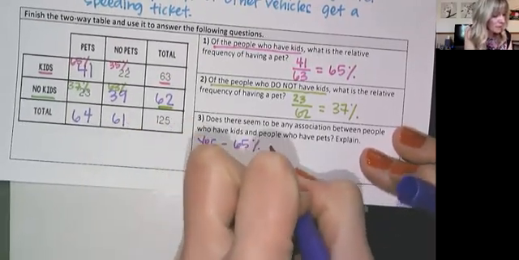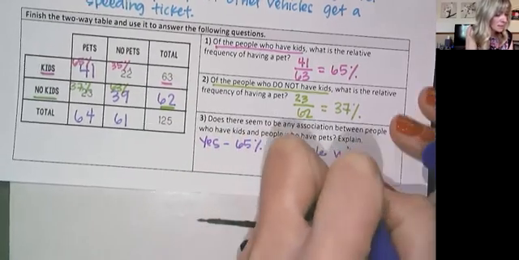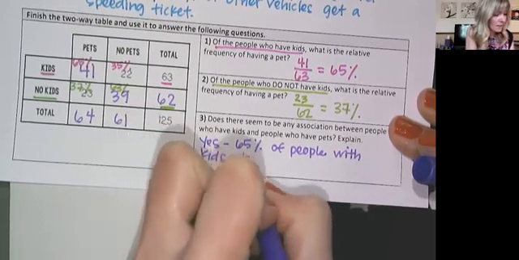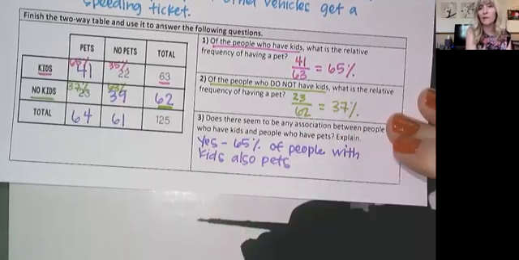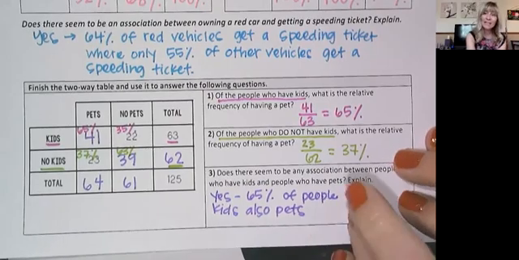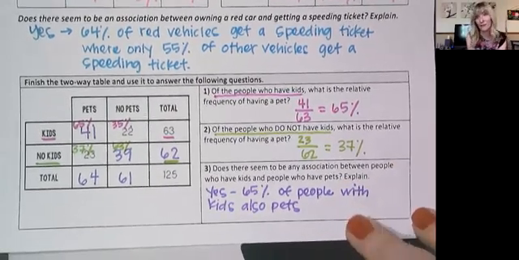65% of people with kids also have pets. This tells me, it seems that if you have kids, you're more likely to have a pet, because possibly you only have a pet because your kids asked you for one. Or in my case, because your husband asked you for one.